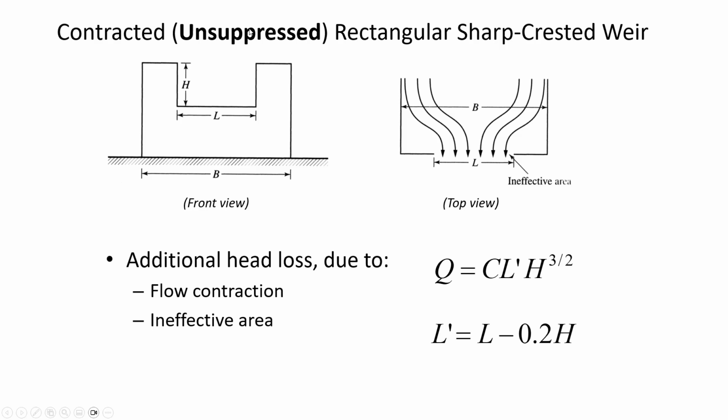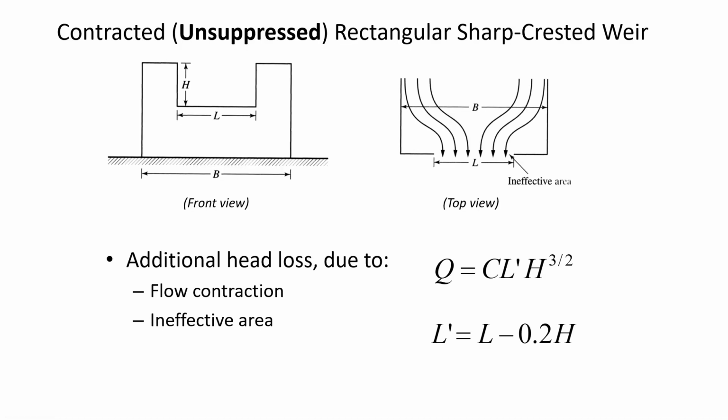If it's unsuppressed and the weir width is contracted compared to the channel width, the way that we react to that is we calculate L prime and use that in the weir equation instead of L. And so L prime just accounts for some ineffective flow area around the edges of the weir. And so typically what you do is you subtract 20% of H, where H is the height of the water as it's flowing over the edge.